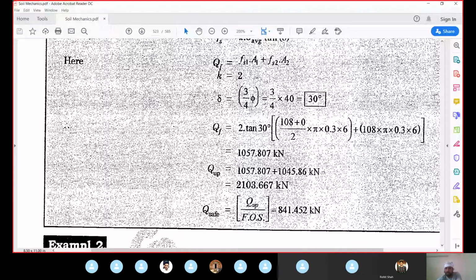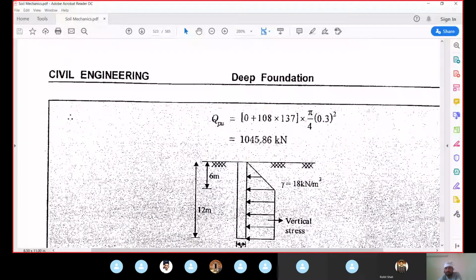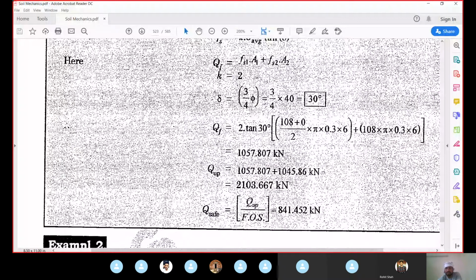Now the ultimate load can be computed by taking the sum of 1057.807 plus 1045.86, this one and this one, QPU, right? So you will get QU equal to 2103. Now, in order to find out the safe load, what you will be doing is dividing this ultimate load by the factor of safety. So you will get this safe load as 841.452.